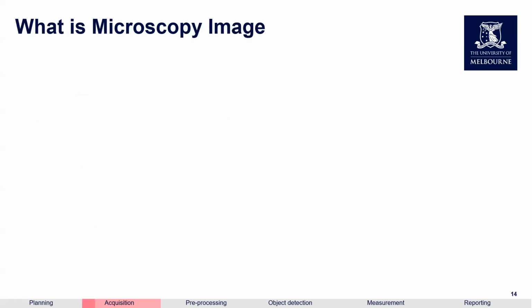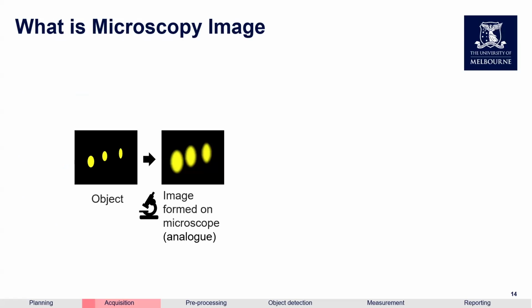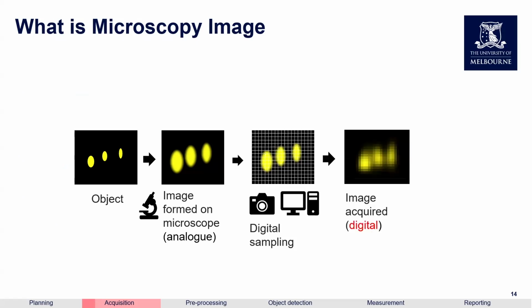To understand the acquisition requirements, let's first look at how the microscopy image is generated. The fluorescence signal from your sample is formed into a continuous analog image through the microscope optics. And when it's detected by the camera and saved to the computer, this signal is converted into digital format, which is pretty much a grid of pixels. Each pixel has a defined size and also an intensity value.